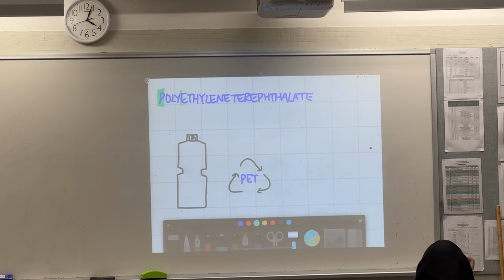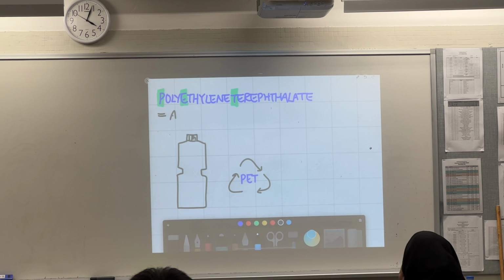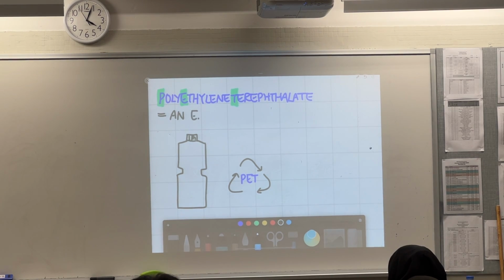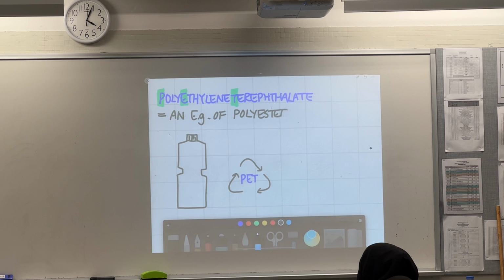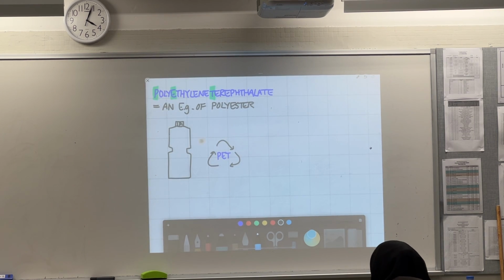So P, E, and T. PET. Yes. Okay. Yeah, you can call it PET, of course. But this is an example right now. You don't have to spell it. But you do need to know that PET is an example of polyester. Why? They will show you the monomers, the ingredients for making this type of plastic bottle.